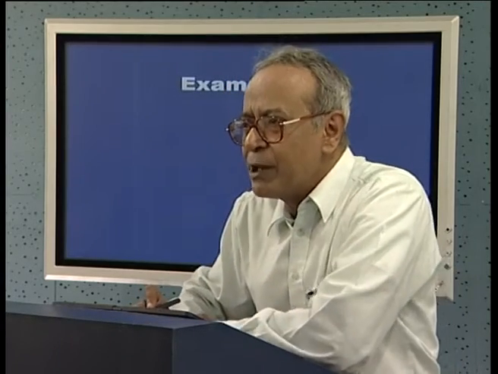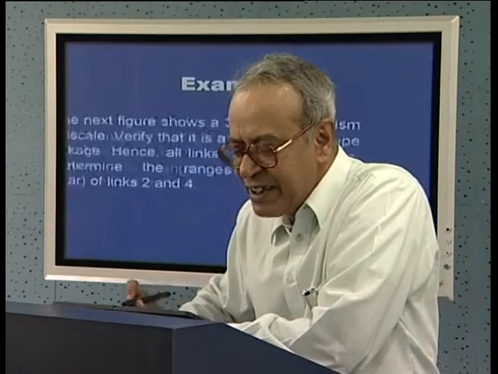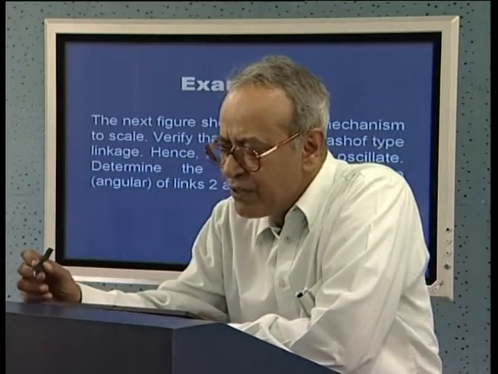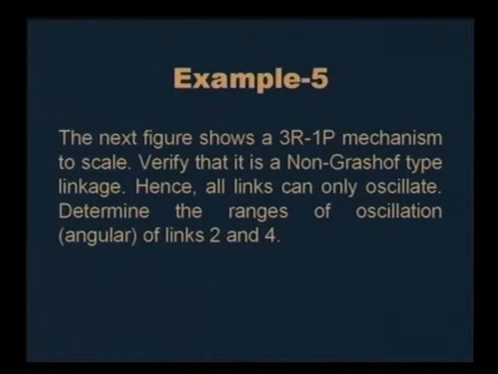which is our example 5. Now, I will show you a figure which will be a simple 3R1P mechanism to scale. First, we will verify that this is a non-Grashof type linkage. That means all the links can have only angular oscillation, no link can rotate completely. The problem will be to determine the ranges of oscillation of links 2 and 4 in this particular non-Grashof 3R1P mechanism. Let me now show the figure of this problem and solve the problem for you.